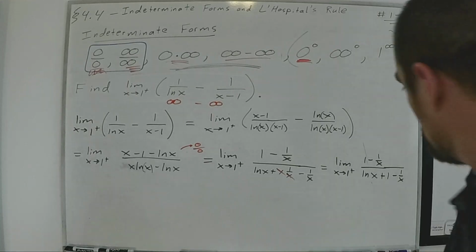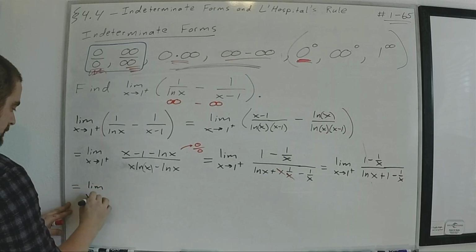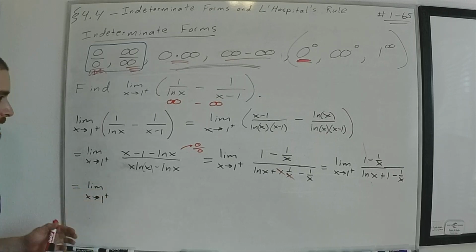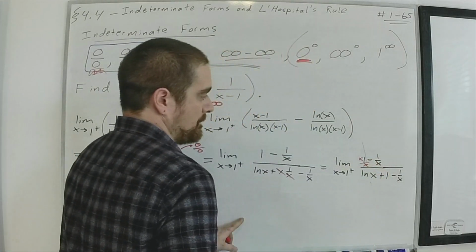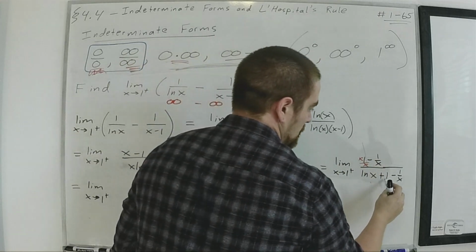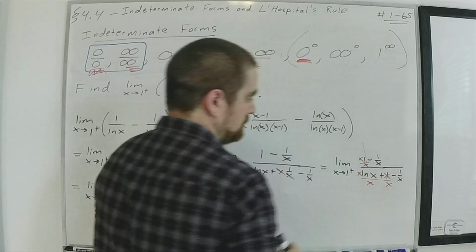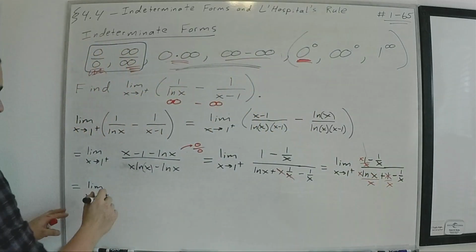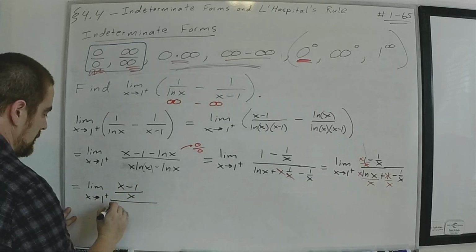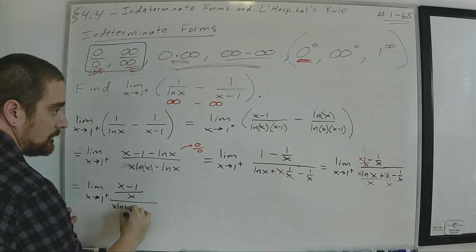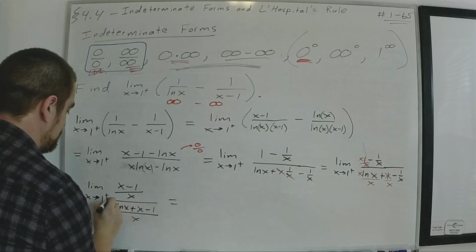Well, too many 1 over x's floating around. Let's see if we can clean this up a little bit further by having everything get a common denominator here. I'll multiply by x, top and bottom there, so I get a common denominator x. I'll multiply by x, top and bottom here. I'll multiply by x, top and bottom here. So I really have x minus 1 over x in the numerator. I have x log x plus x minus 1 over x in the denominator.